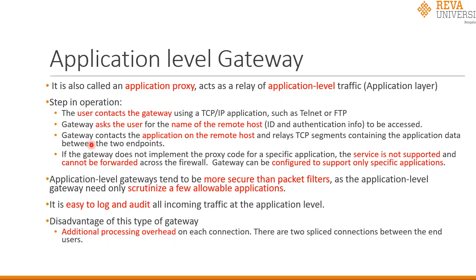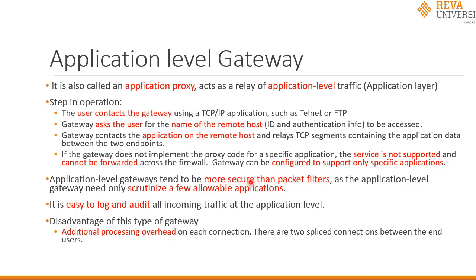Once the TCP segments are communicated to the other end, that is on the remote host, that is going to take over. If the gateway does not implement the proxy code for any specific application, then the service is not supported. In such a case, it cannot be forwarded across the firewall. So the gateway can be configured to support only specific applications, so that you allow some applications and disallow other applications.